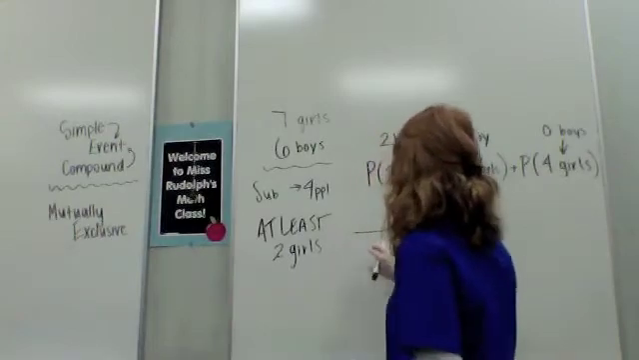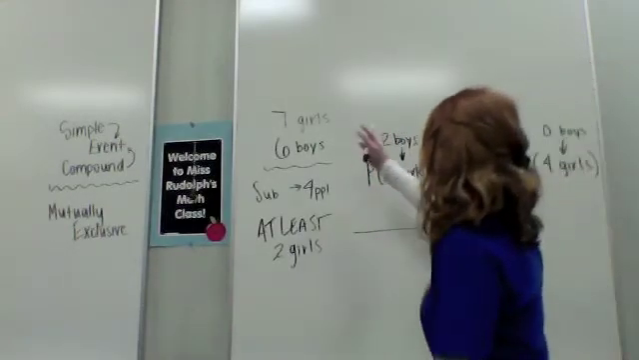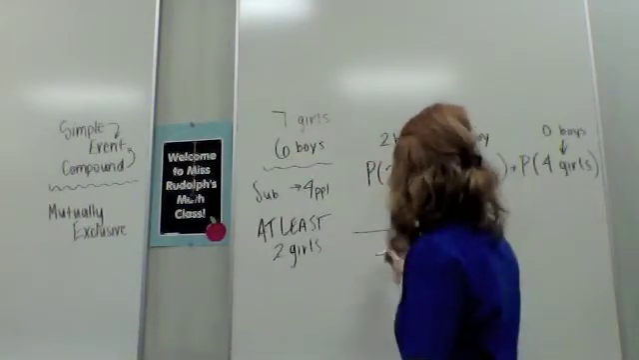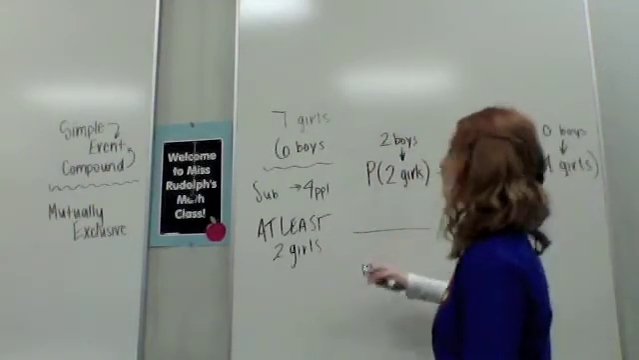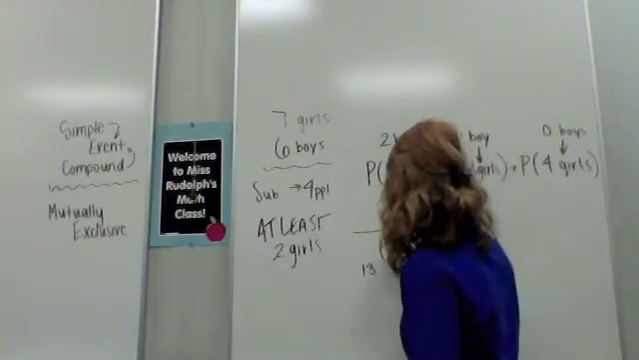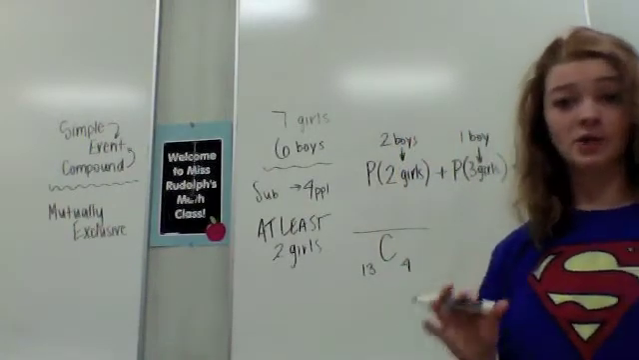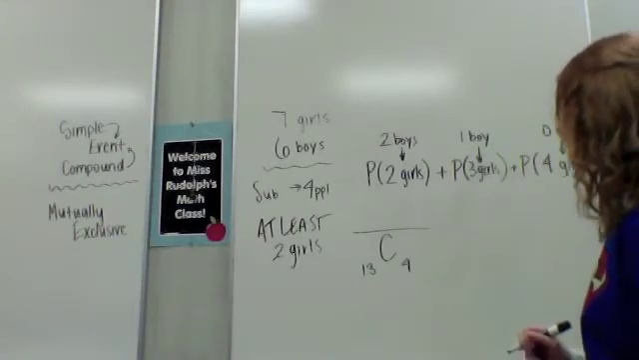Remember, the total goes on the bottom, the total number of arrangements. In total, there are 7 girls and 6 boys. So in total, there are going to be 13 people you can choose from. And you're only going to choose 4 of them. So on the bottom, our total number of combinations for our total is 13 choose 4.